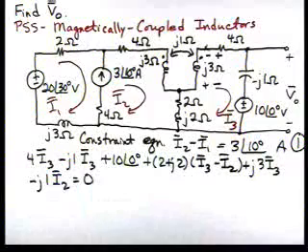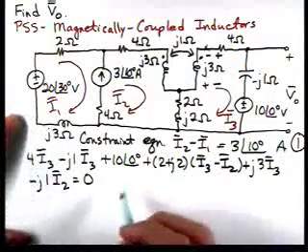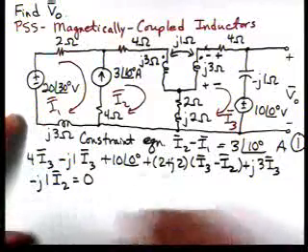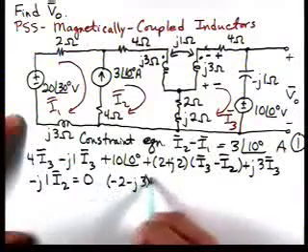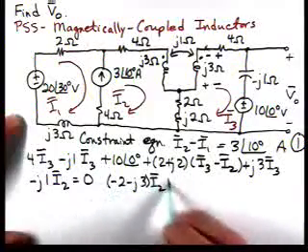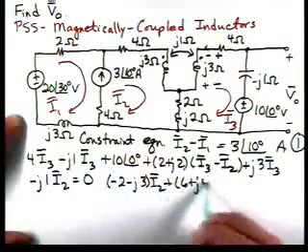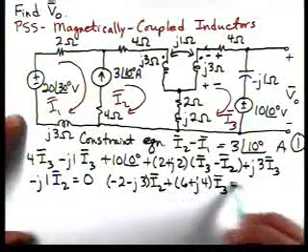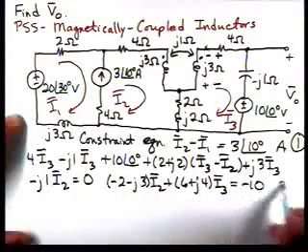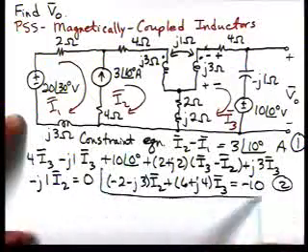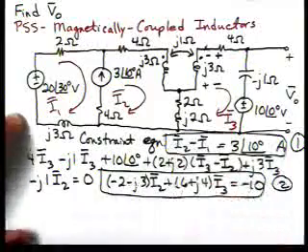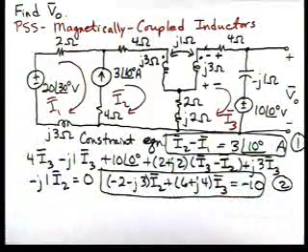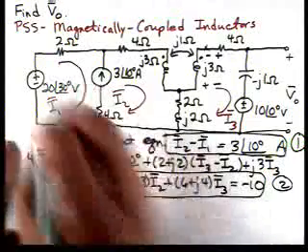So if we simplify this equation, we'll come out with minus 2 minus J3 times I2 plus 6 plus J4 I3 equal to minus 10. Okay, so here's our second equation. Here's our first equation. Now, we need to go around this loop.